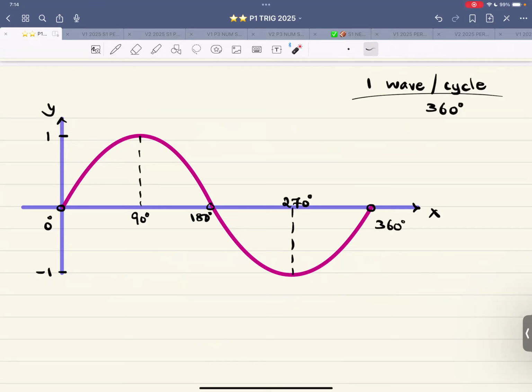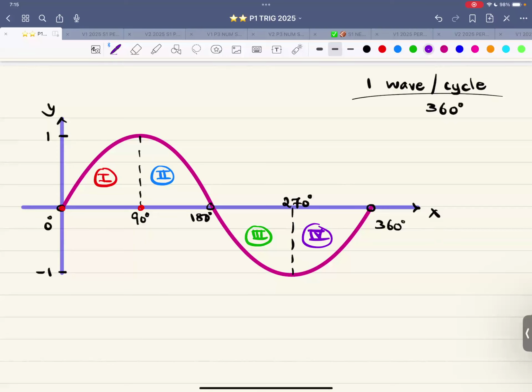Now, the other values you don't need to draw. At 30, it is half. At 45, it is 1 over root 2. At 60, it's root 3 over 2. At 90, it's 1, that is the obvious thing. Over here, this is the first quadrant, between 0 and 90, and the sine value is positive. Between 90 and 180, that's the second quadrant, again sine is positive. Over here, this is the third quadrant, sine is negative. Over here, it is the fourth quadrant, again sine is negative.